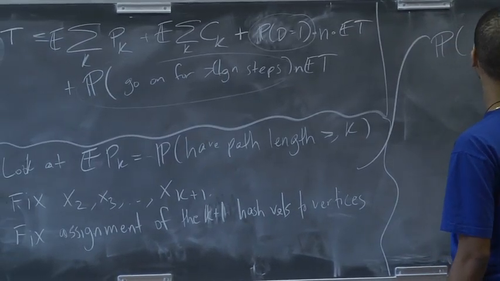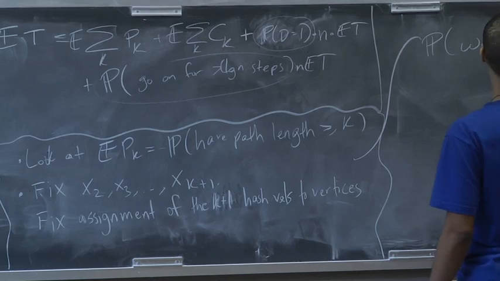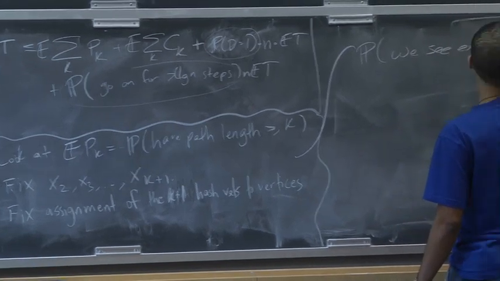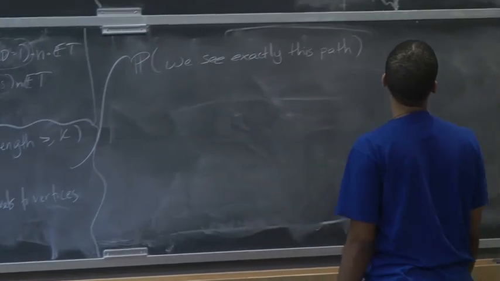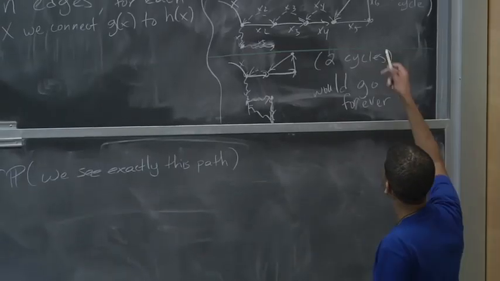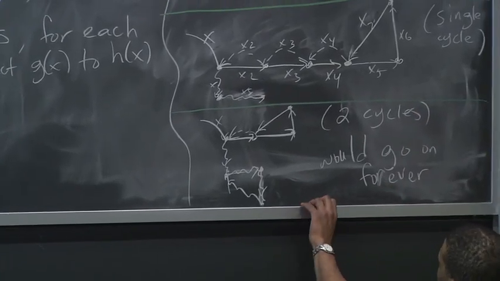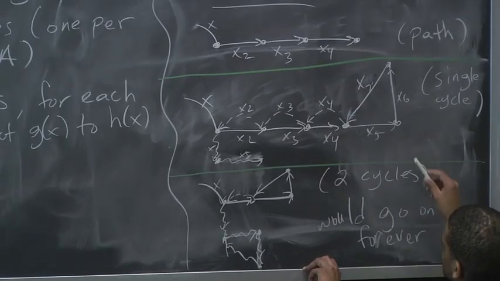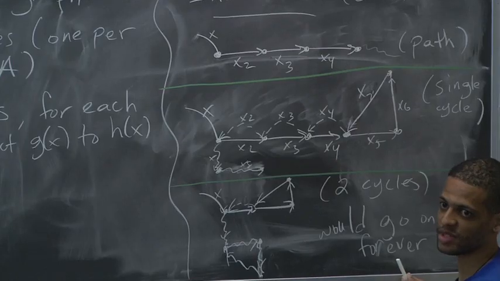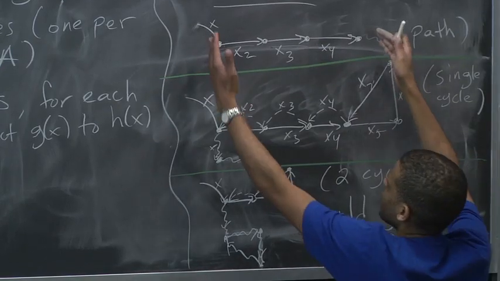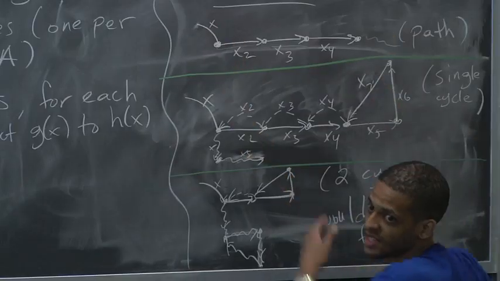Probability that we see exactly this path. Oh, and let me also say, just to be clear, the way I'm doing this, there could be more action happening over here. I don't know. There could be more stuff happening. I just want to ask, if you look at the first k steps, what's the probability that you see this?